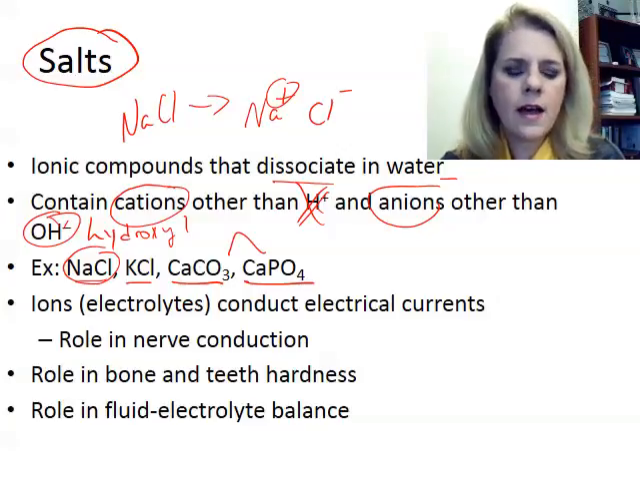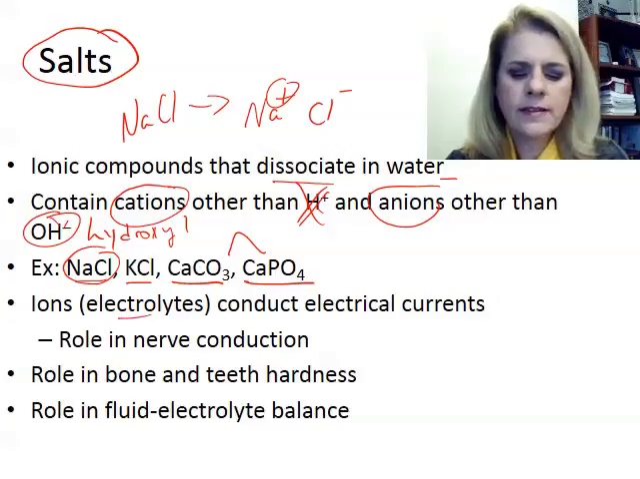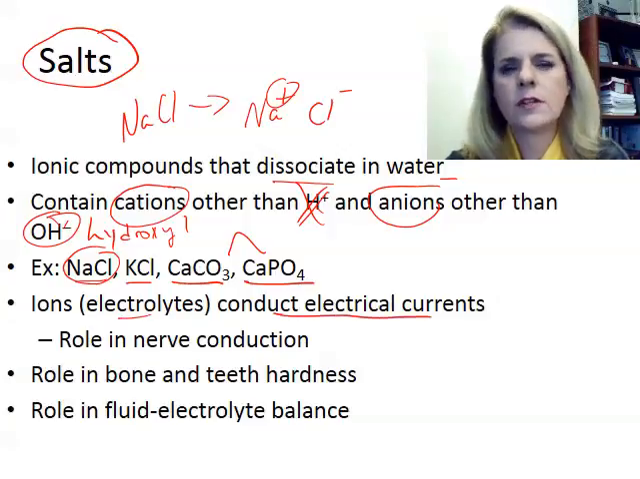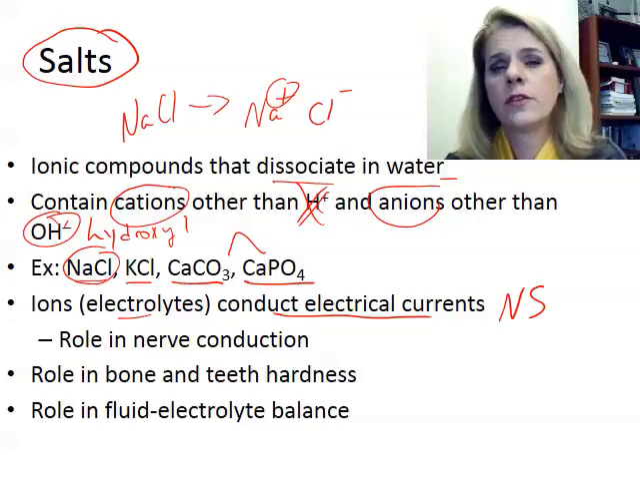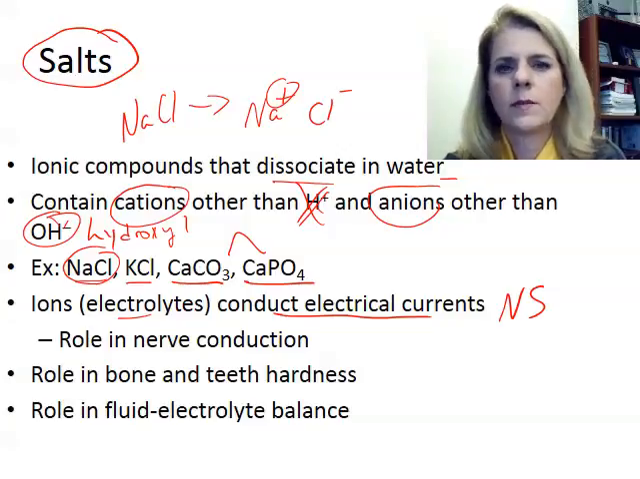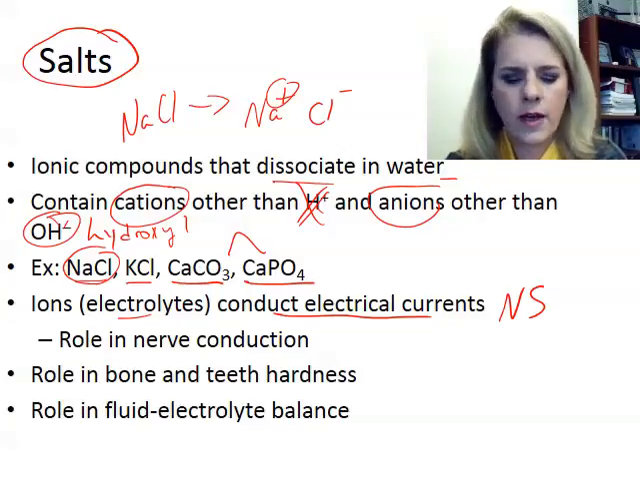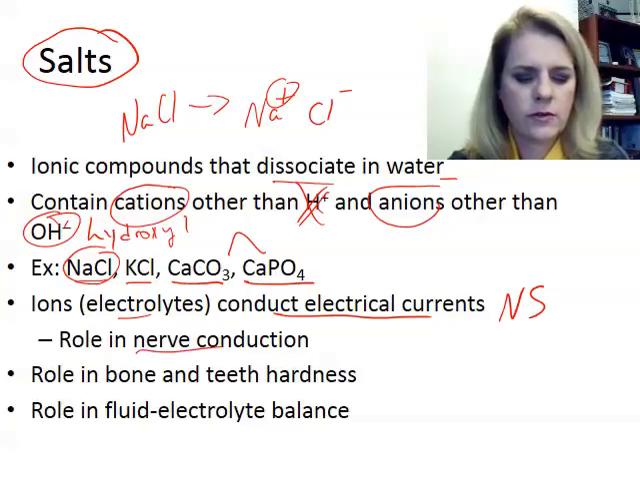And so these ions are electrolytes. Because they have charge, they help us to conduct electrical currents. So our nervous system, NS for nervous system, basically works by allowing charges to flow through the nerves. And those charges that flow are going to be sodium and potassium. We'll talk about that later on as well. So we use these electrolytes in nerve conduction.